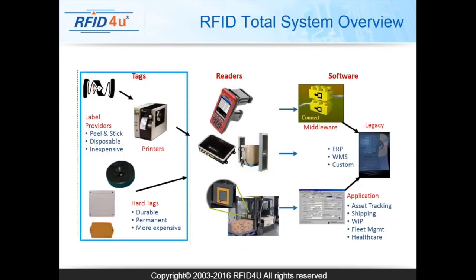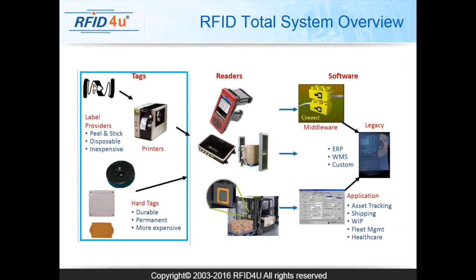So the RFID total system, first we have, of course, the tags, and we have labels, which can be printed on or not, as well as the inlay, which is the core of the RFID tags, which can also be encapsulated into a much harder material, which can then go through laundries, can go through autoclaves, can go through very severe weather conditions, etc.